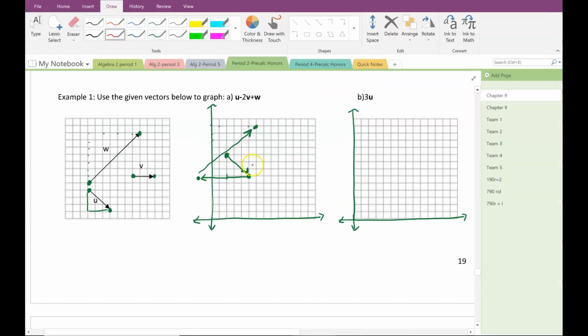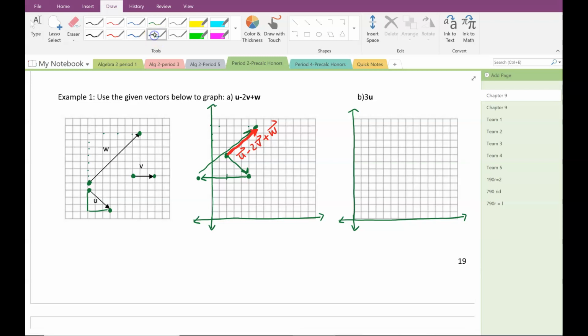The final answer vector is where you started, which is right there, and where you ended, it's right here. So that's where that is right there. So this red vector is the final answer. That's vector u minus 2 vector v and an addition of vector w. Again, the final resulting vector is where you started and where you ended.